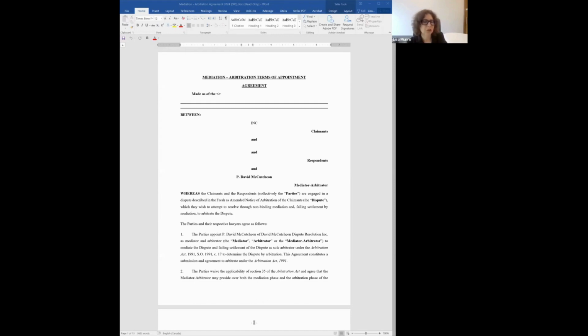So the first question I'm going to ask him is about the process. When David and I were talking just a few minutes ago, he talked about the fact that in his view, there's a third skill set involved in being a mediator arbitrator. So there's the mediator skill set, there's the arbitration skill set, and then there's something different as a mediator arbitrator. David, can you talk a little bit about that?